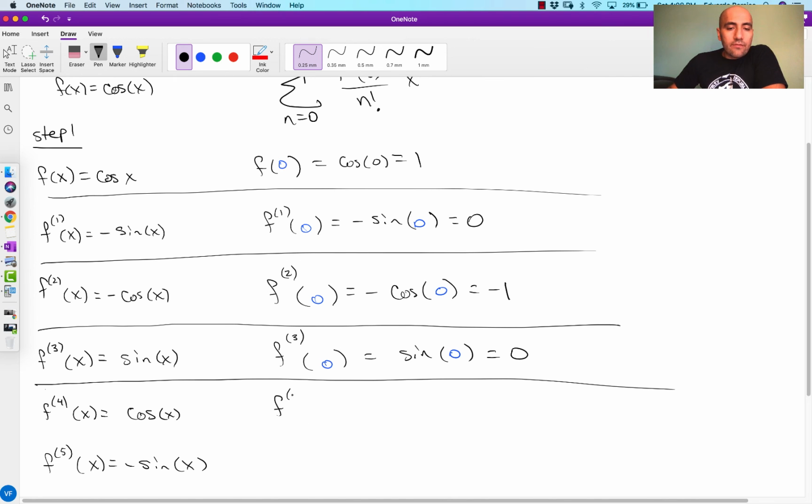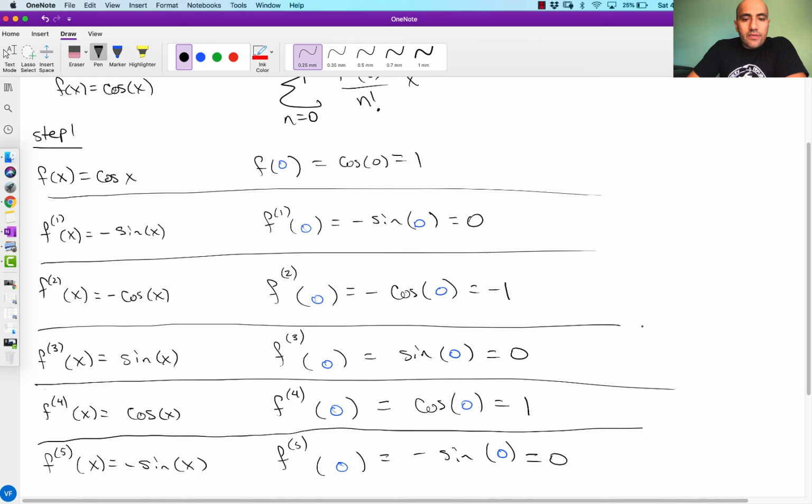The fourth derivative, evaluated at 0, is going to be cosine of 0. Which gives us a 0 there and a 0 there, which means this is positive 1. And then the last one I have on here, the fifth derivative, evaluated at 0, is going to be negative sine of 0. So we get a 0 there and a 0 there. So sine of 0 is 0 times negative 1 is still going to give me a 0.